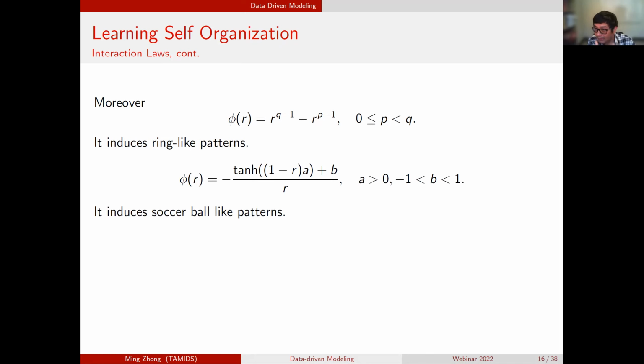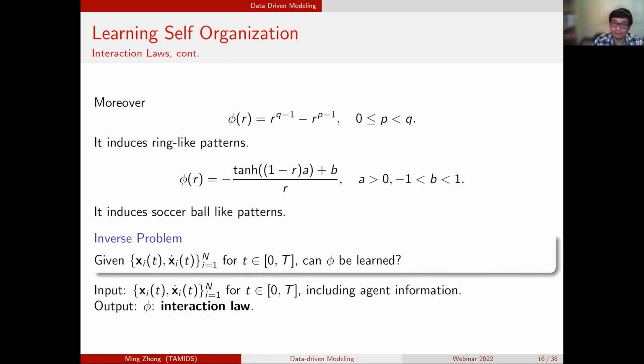If I put a hypertension law structure on this interaction kernel, I actually have these agents at the end placed out in a soccer-ball-like pattern. So different interaction kernels will give different self-organizing behaviors. What we want to do is observe this system for just a really short period of time, and learn the interaction law that explains the whole system.